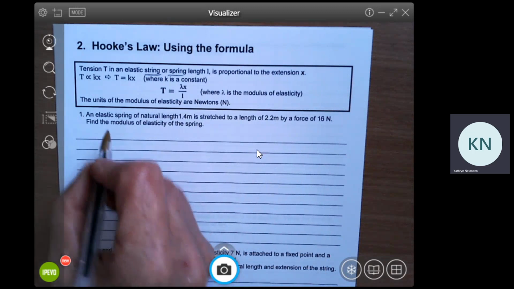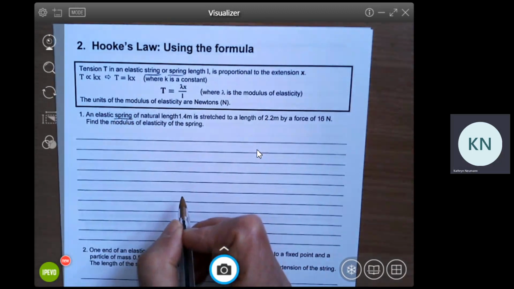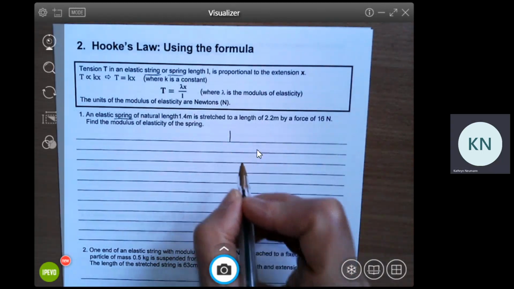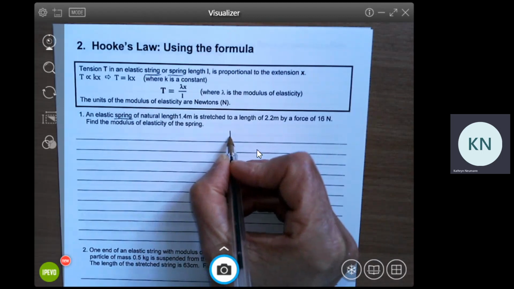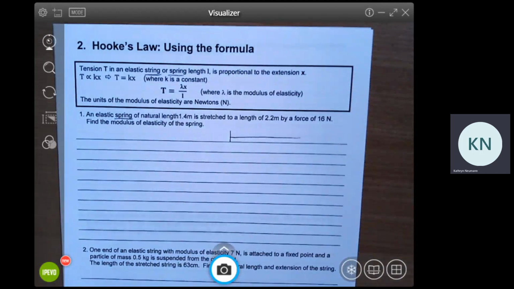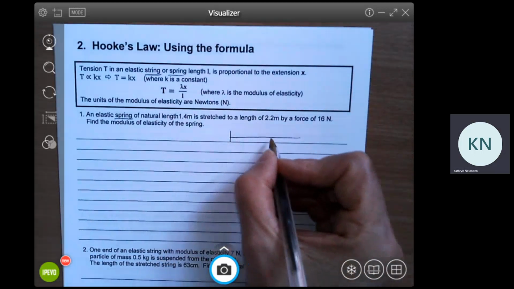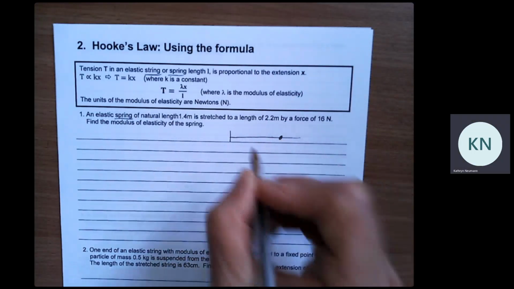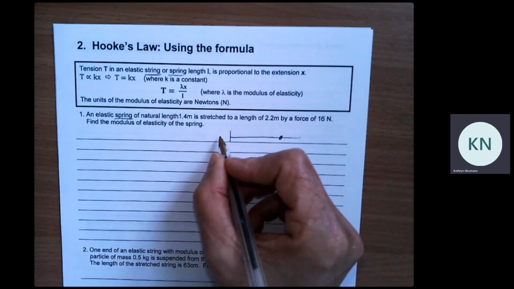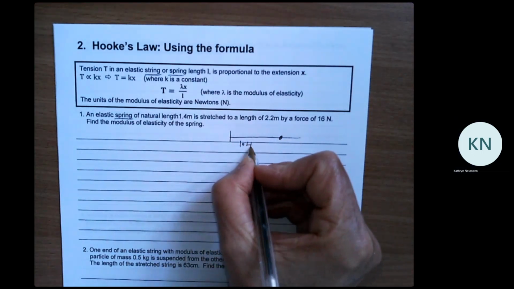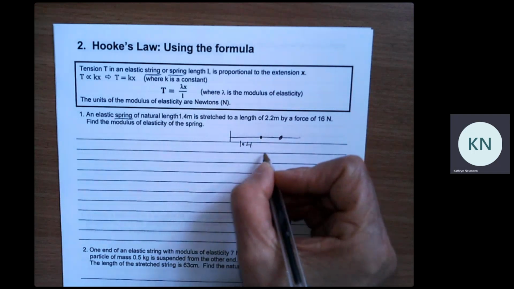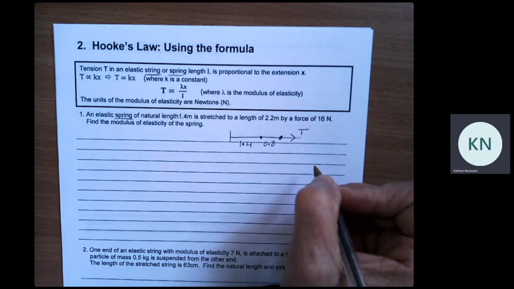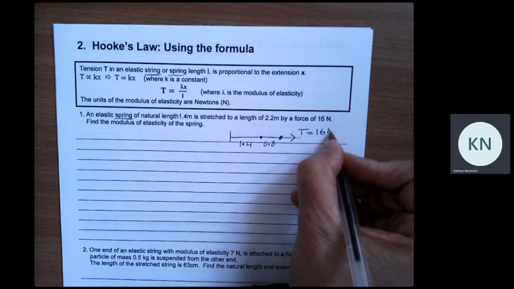First question, we've got an elastic spring of length 1.4, and it's stretched to a length of 2.2. So a diagram is always helpful, even if it's quite simple. So we stretch it across like that, and we draw in the natural length and also the extended length. So the natural length of this is 1.4, and it's extended to 2.2. So that's an extension of 0.8. And we've got a tension pulling it out that way, and the tension is equal to 16 newtons.